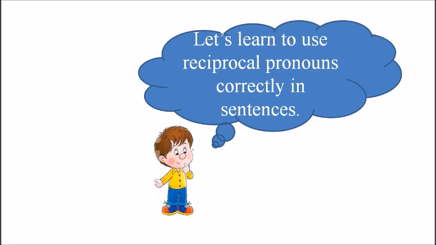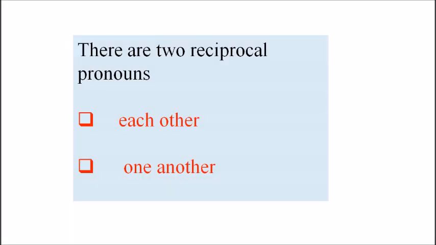Well, did you notice the red colored words? They are the examples for reciprocal pronouns. Let's learn to use them correctly in sentences. We are going to study the correct use of the two reciprocal pronouns, each other, one another.